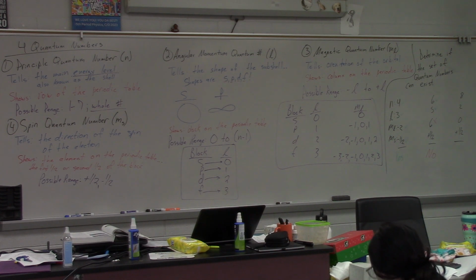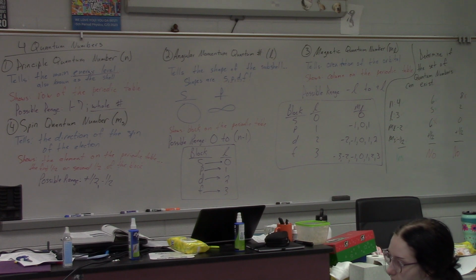Alright, last one. n is 8. Can n be 8? No. Why? It's 1 to 7. That's it. Well, that's kind of a letdown. I was ready to do the others. But do you understand how to do it? These are the easiest ones.